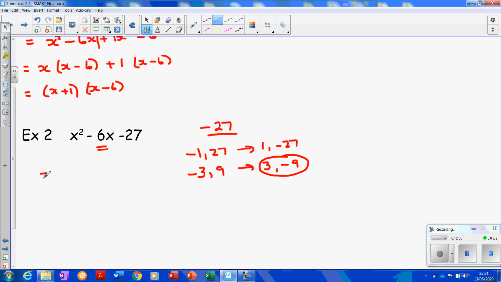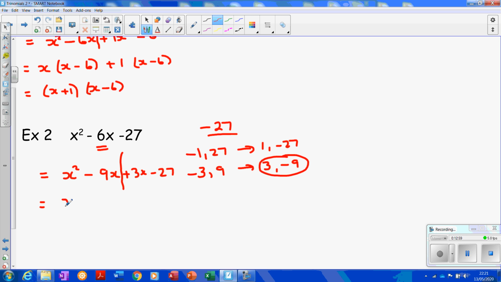Okay, so we're going to split that middle term. I'm going to write this -9 first. So -9x plus 3x minus 27. So when you're doing them, don't worry about the negative sign. Take the biggest actual numerical number. Take that first. Okay, split it down the middle.